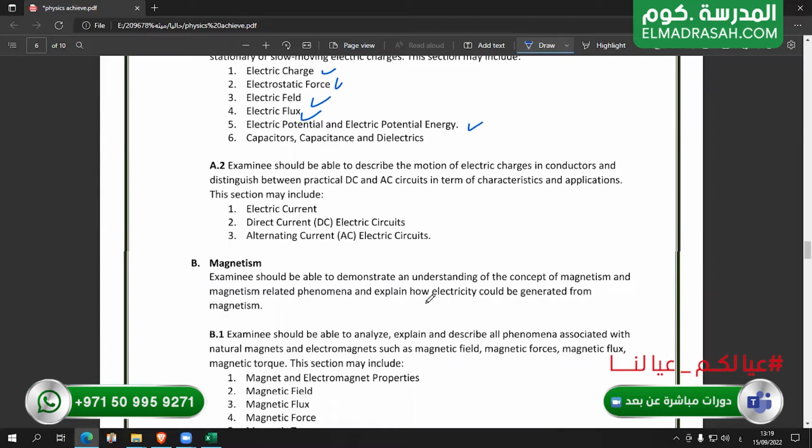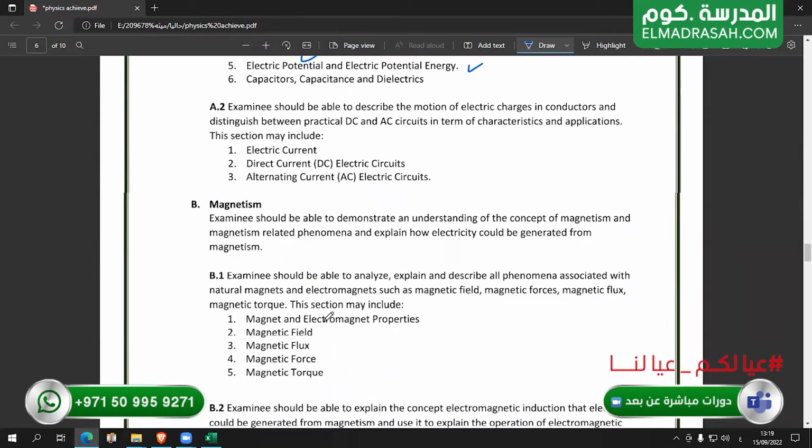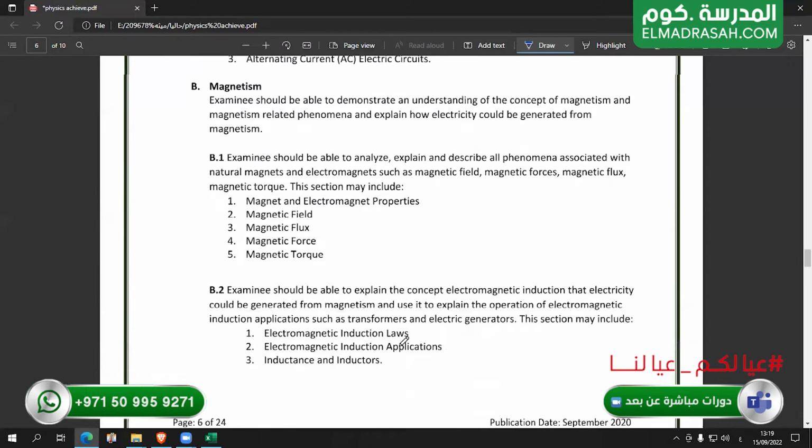And in magnetism, we will focus on magnets and electromagnetic properties, magnetic field, magnetic flux, magnetic force, magnetic torque, and the induction laws, electromagnetic induction and its applications, like in the transformer, and the inductance and inductors.